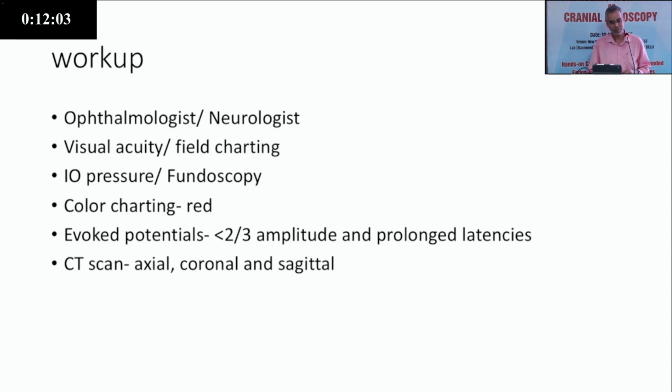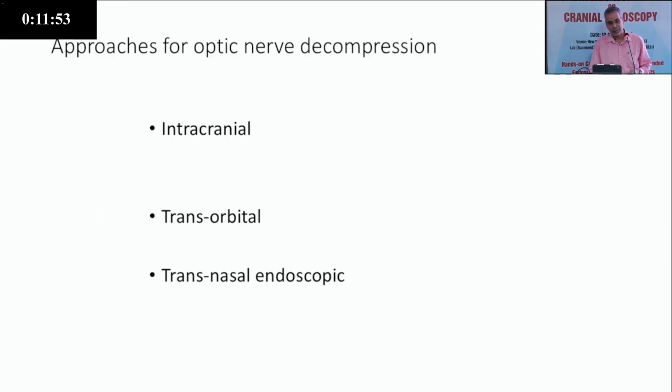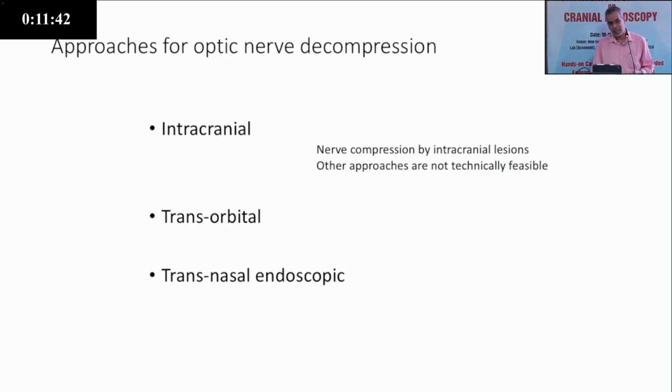Get a CT scan, HRCT in all three axes, like axial, coronal and sagittal. The approach to the optic nerve: you people are much more comfortable doing intracranial. One can do transorbital and transnasal. Intracranial, whenever you have to expose the cranium for something else, along with that you can do it. Transorbital, if there is too much prolapse of the soft tissue into the nose, then obviously the transnasal may not be a very feasible thing.